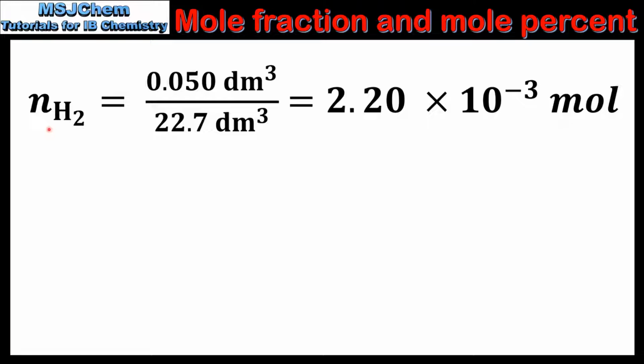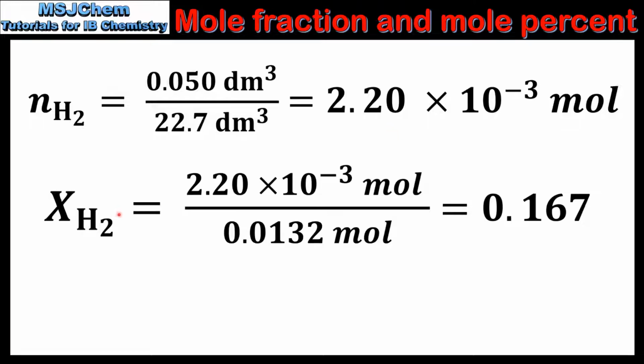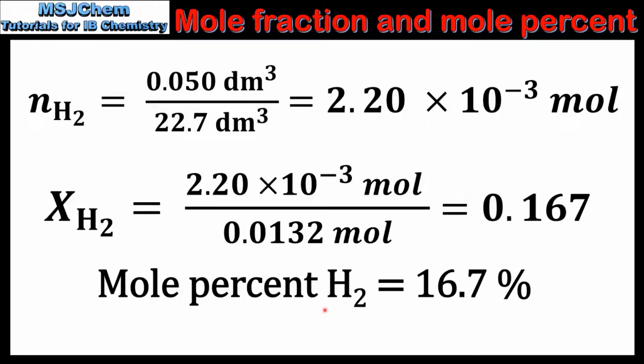The first step is to calculate the amount in moles of hydrogen. To do this, we divide the volume in cubic decimeters by the molar volume of a gas in cubic decimeters, which gives us 2.20 times 10 to the negative 3 moles. So to calculate the mole fraction, we divide the amount in moles of hydrogen by the total amount in moles of the mixture, which gives us a mole fraction of 0.167 and a mole percent of 16.7%.